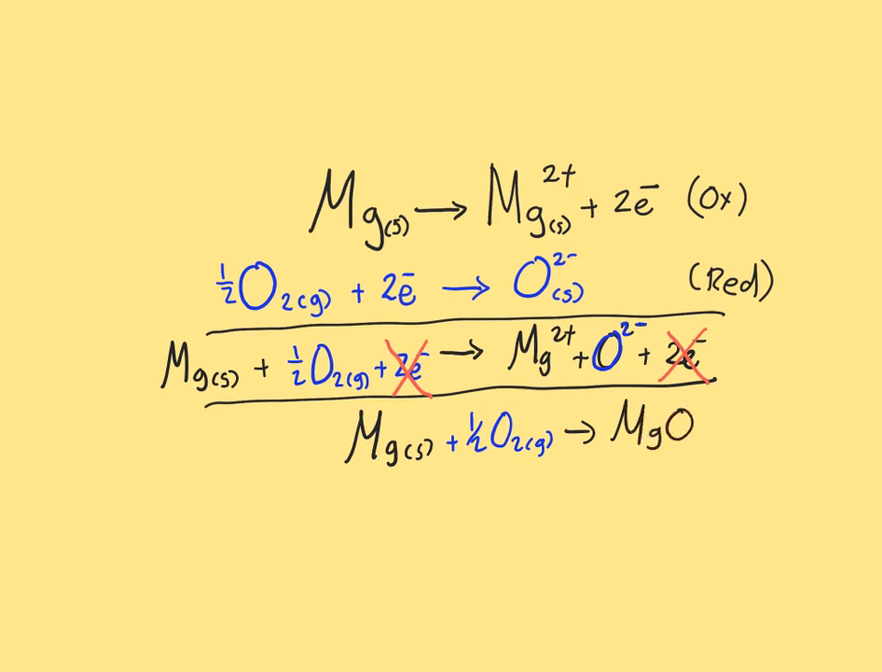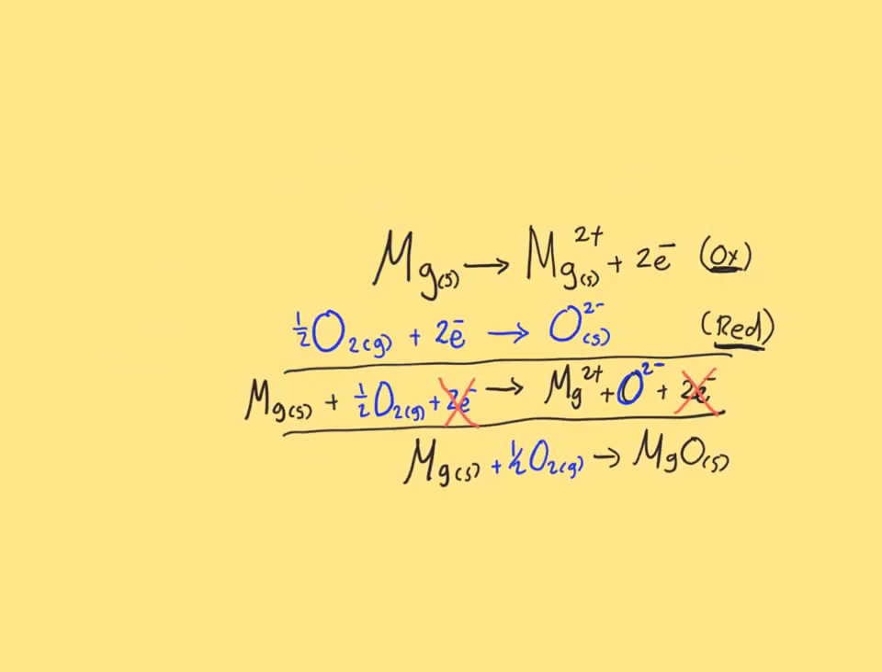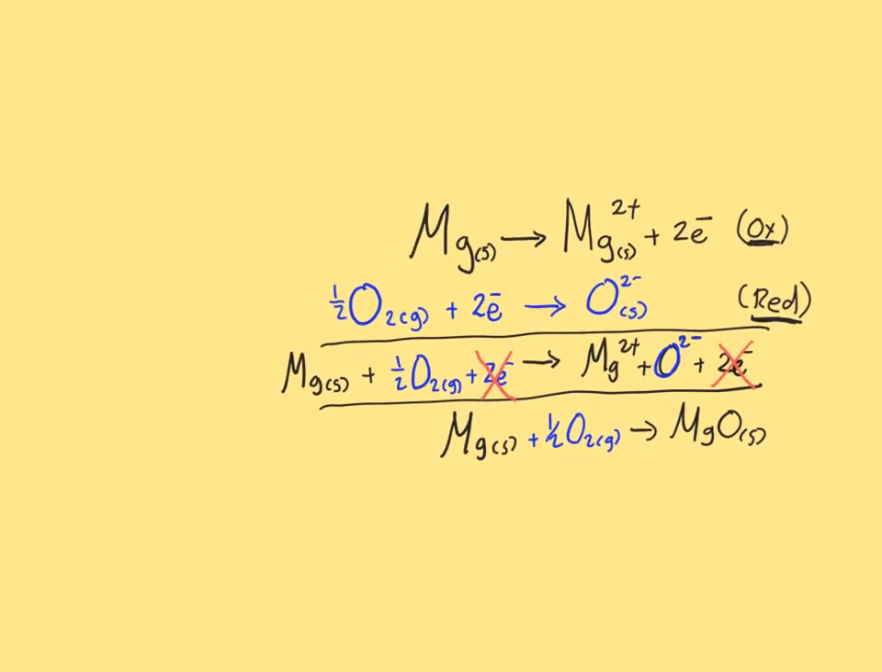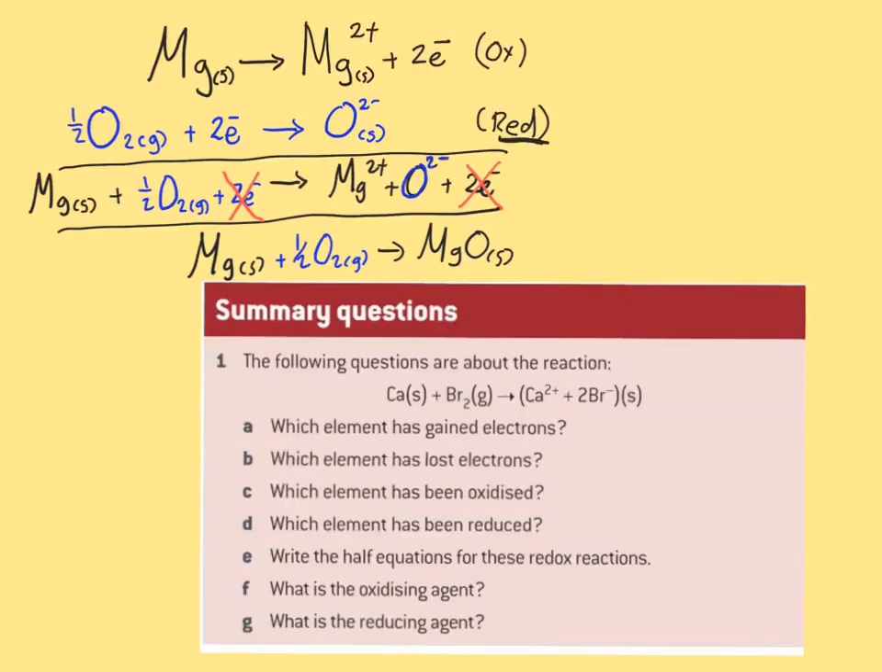So the equation now simplifies as magnesium added to half a mole of oxygen molecules makes 1 mole of magnesium oxide solid, and in the overall redox equation, where oxidation and reduction has occurred simultaneously, the electrons never appear in the final equation. Now try the following summary equations, which are from your Caboodle textbook. So in each of them, write your answers out and pause the video before checking your answers in the next section.